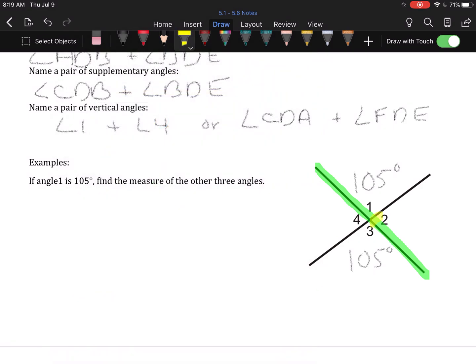And this. The parts I've just highlighted, the green is a line, and every line is 180 degrees. That yellow bit is splitting that 180 degrees into 2 smaller angles. If we know that one of those angles is 105 degrees, then the other angle must be 180, take away the 105 we have. 180, take away 105 is 75 degrees. If angle 2 is 75 degrees, then angle 4 is also 75 degrees.